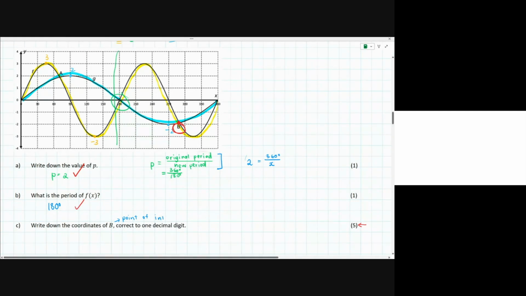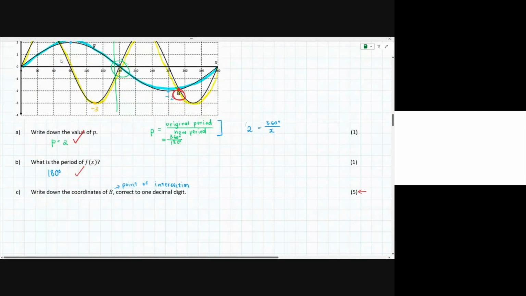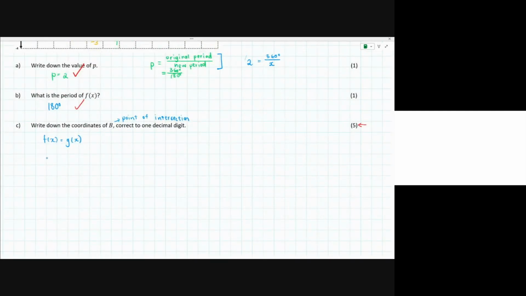Okay, so for points of intersection, we make our equations equal to each other. So we equate f of x and g of x. All right, so that's what we want to do. We want to say f of x equals g of x. No, you don't have to write that down. You can go straight away into equating them. f of x was 3 sine px, and we know p is 2, so 3 sine 2x is equal to 2 sine x. And now, guys, this is a trig equation, a general solution situation.